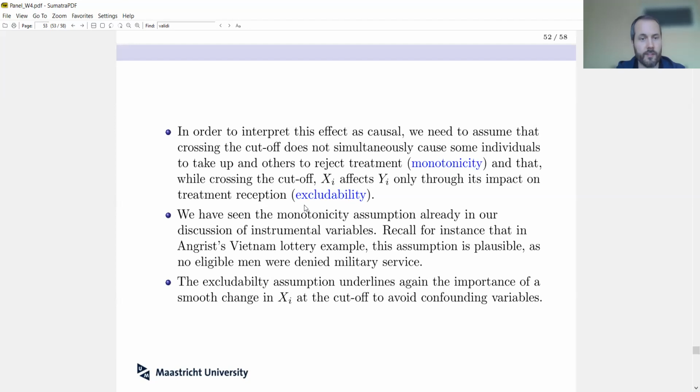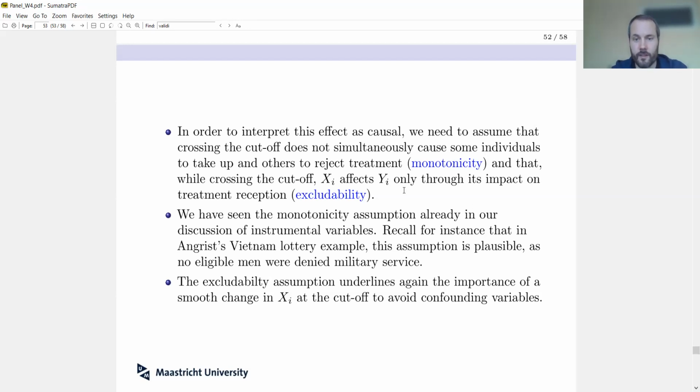Now, there is a couple of implicit assumptions that we need in order to interpret this effect as a causal effect. What we need to assume is that crossing the cutoff does not simultaneously cause some individuals to take up treatment, whereas other individuals reject treatment. That's called monotonicity. And this assumption is introduced in the famous paper by Josh Angrist and Imbens about the local average treatment effect, Econometrica. I don't know exactly what year, but this is an extremely influential paper.